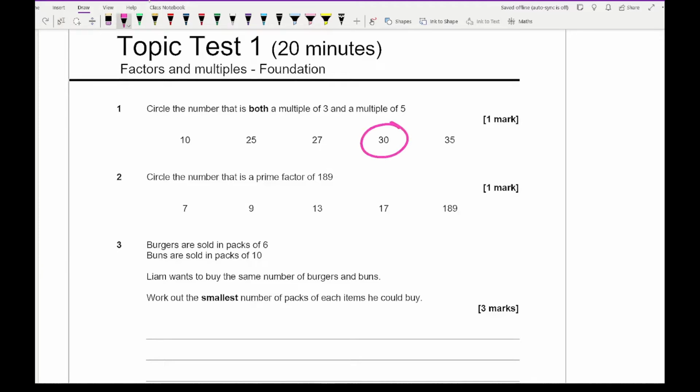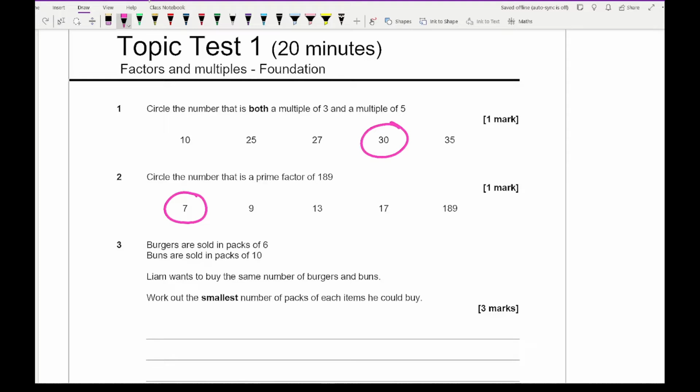Then moving on to question 2, it says circle the number that is a prime factor of 189, and the correct answer you should have is 7. Now to check if it's a prime factor, again all you want to do is just try and divide 189 by each of those numbers. We know that 189 is definitely going to be a factor, but it's not prime.